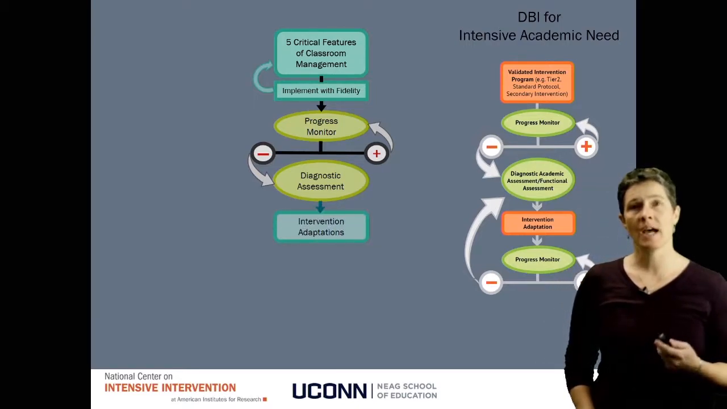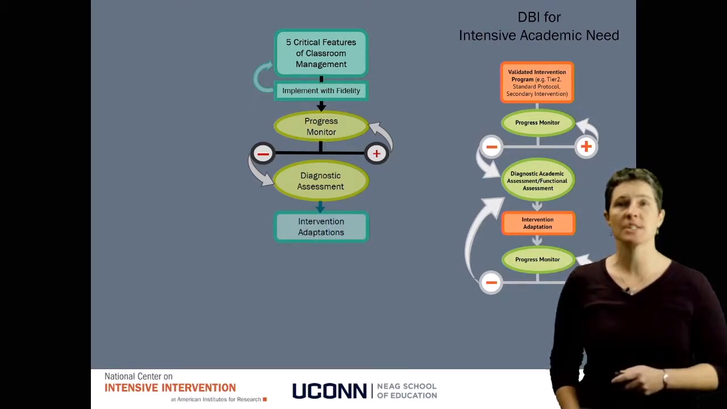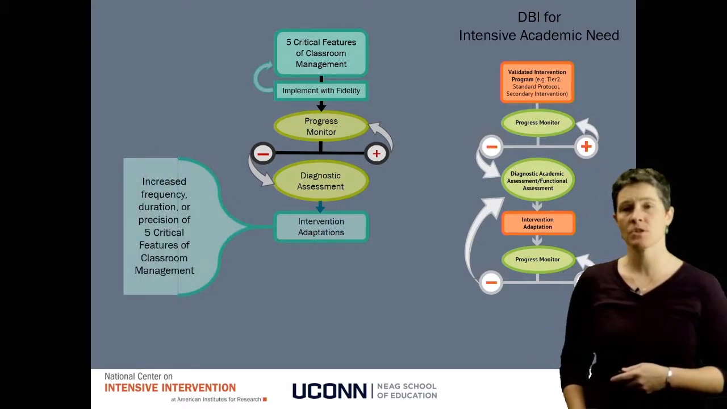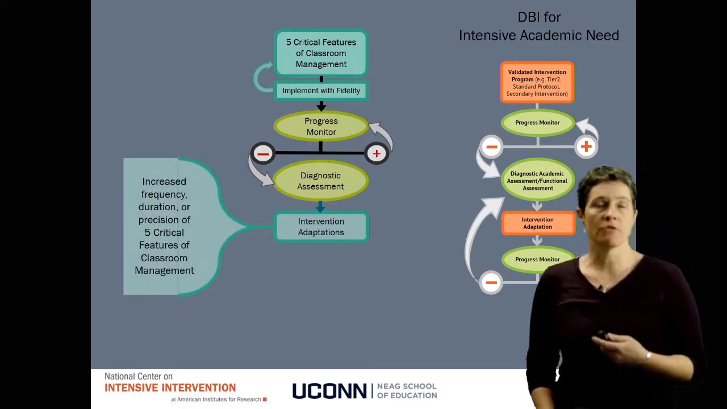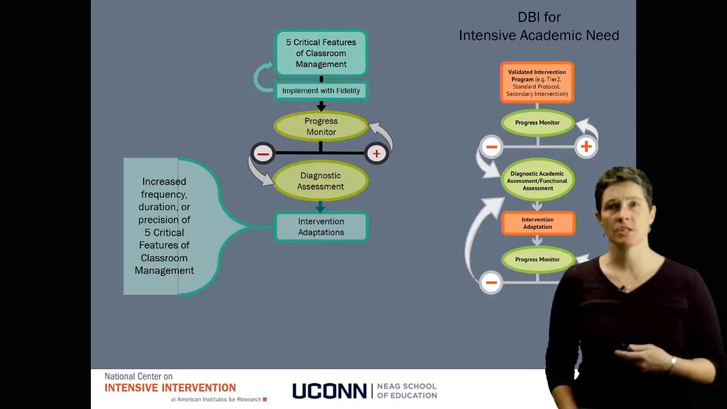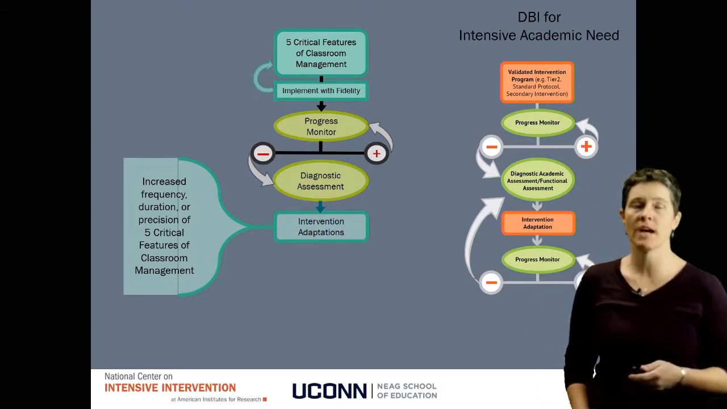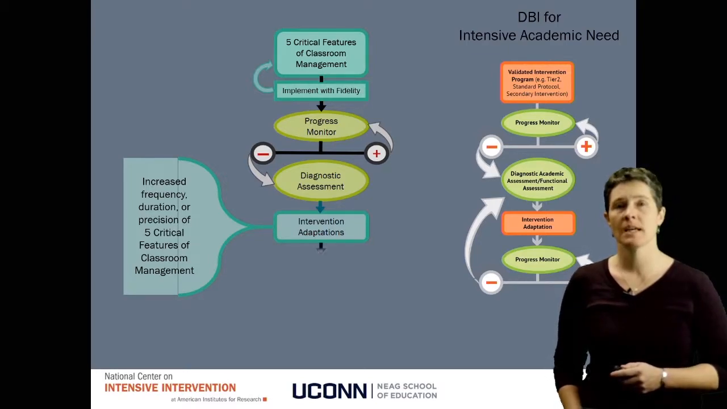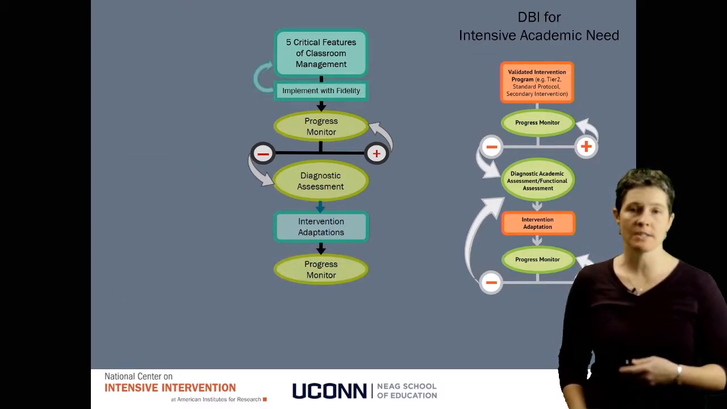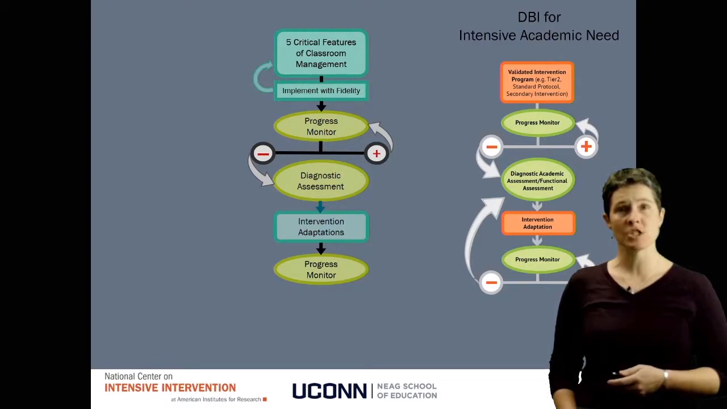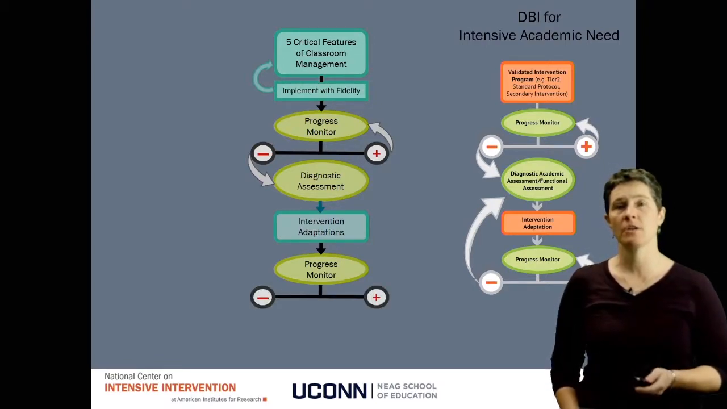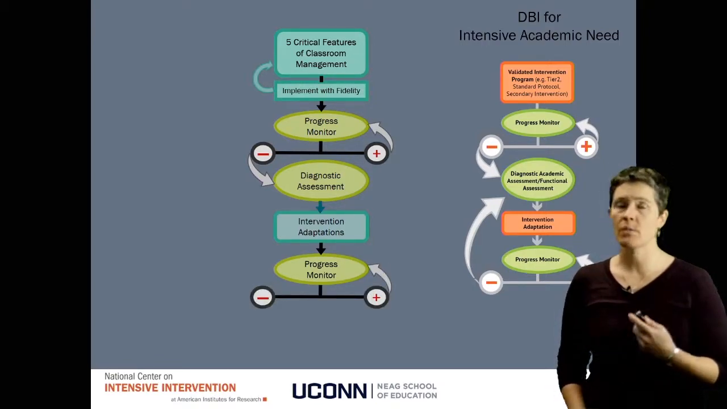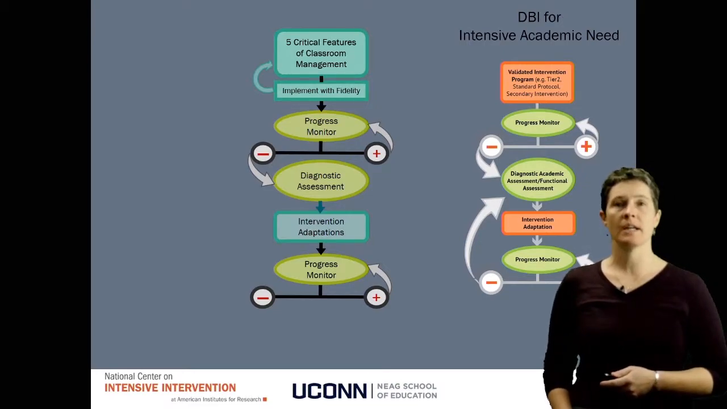We're going to then look at which intervention adaptations make sense for our particular contexts based on the data that we have. So this might look like increasing the frequency with which we use some of these strategies, the duration, the precision of those 5 critical features of classroom management. And then, of course, we'll monitor the progress of that particular adaptation, see whether kids are responding or not. If they are, great, we continue to progress monitor and adjust as needed.